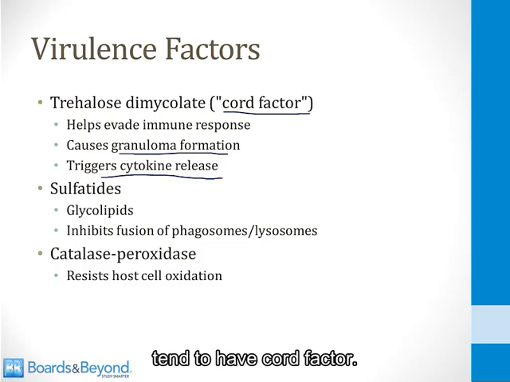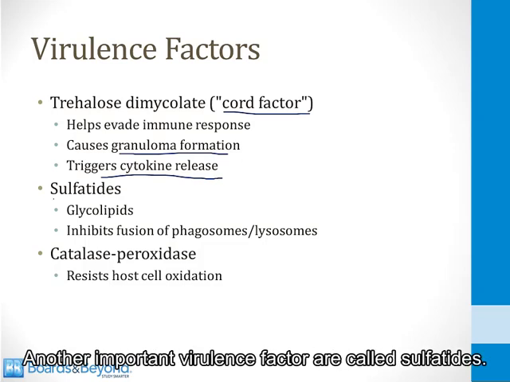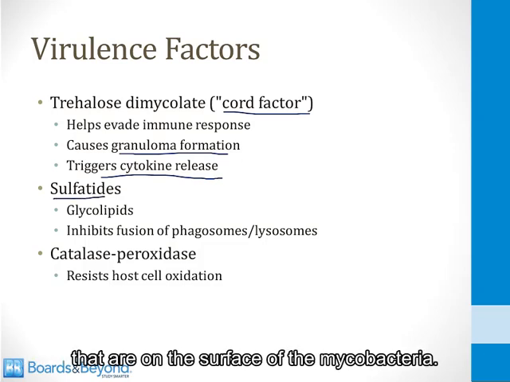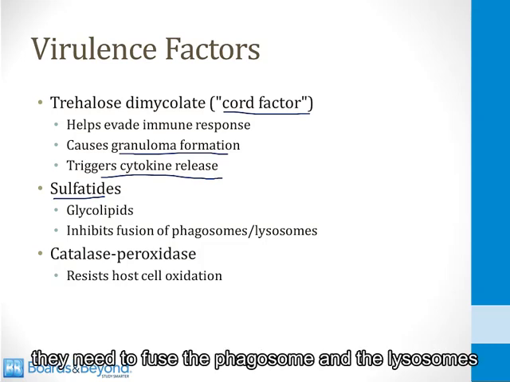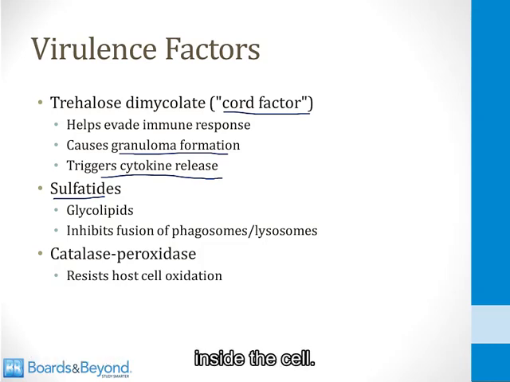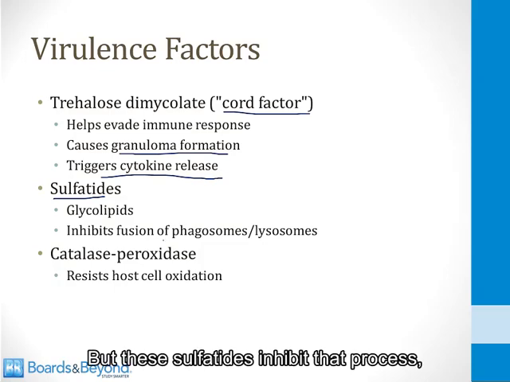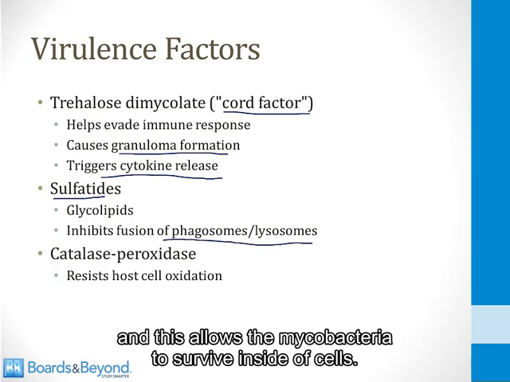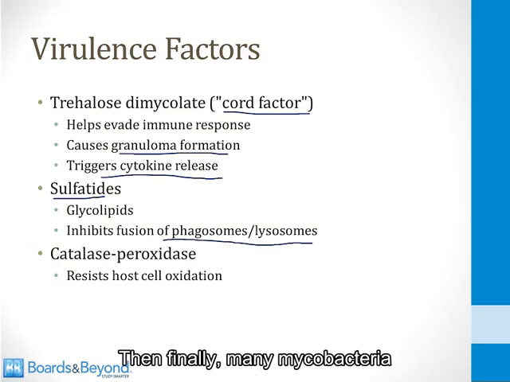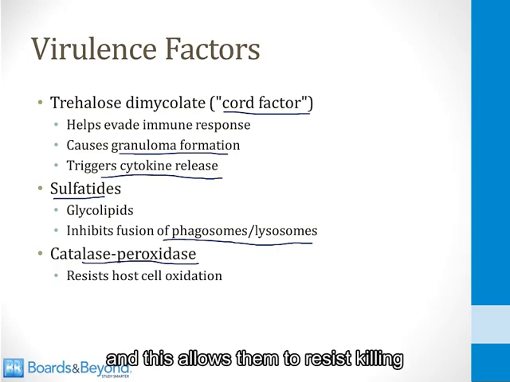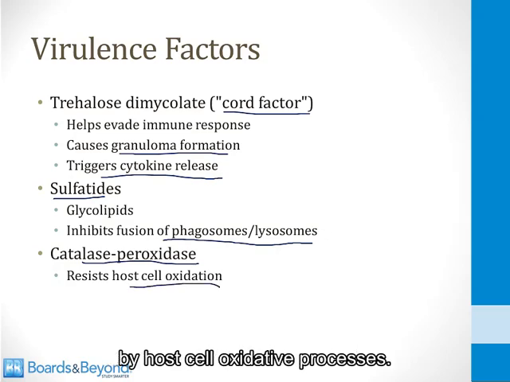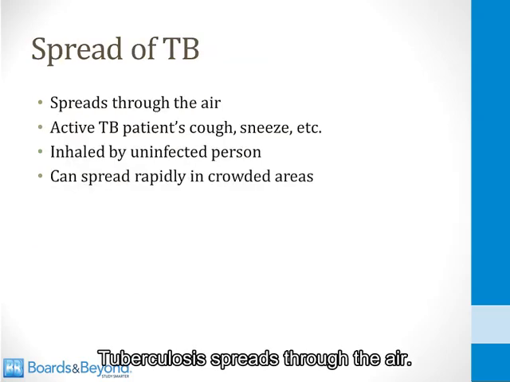Another important virulence factor are called sulfatides. These are glycolipids that are on the surface of the mycobacteria. And in order for phagocytes to kill the mycobacteria, they need to fuse the phagosome and the lysosome inside the cell. But these sulfatides inhibit that process, and this allows the mycobacteria to survive inside of cells. And then finally, many mycobacteria have the enzyme catalase peroxidase, and this allows them to resist killing by host cell oxidative processes.